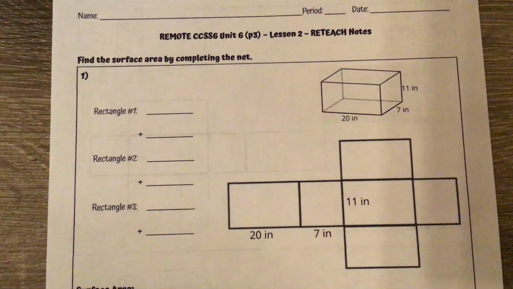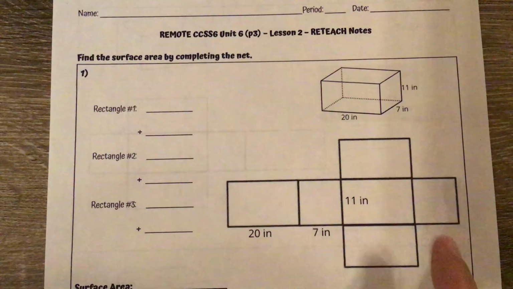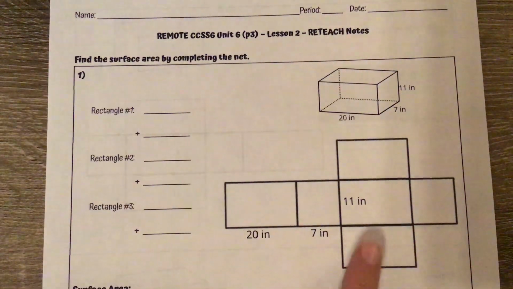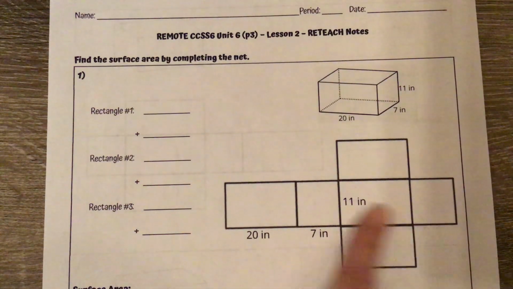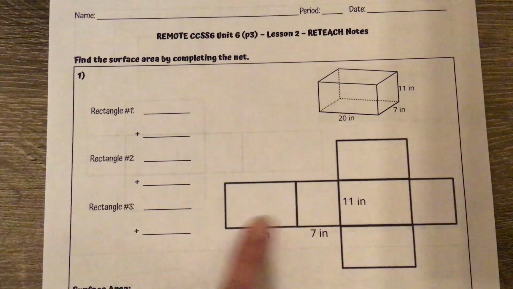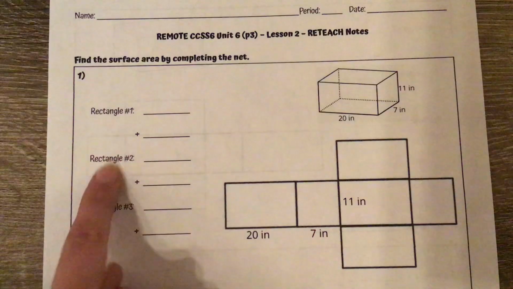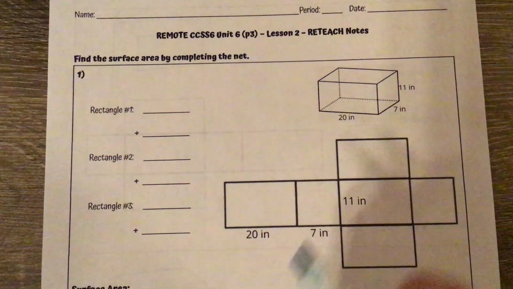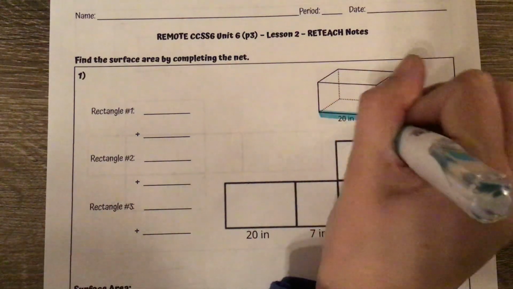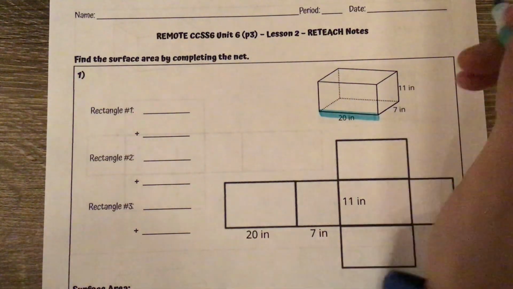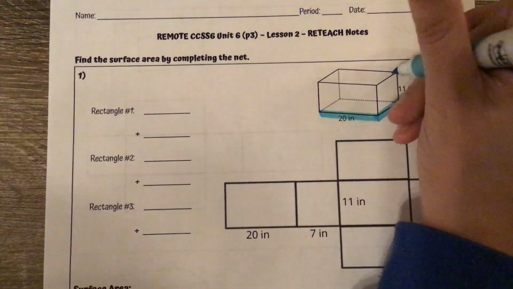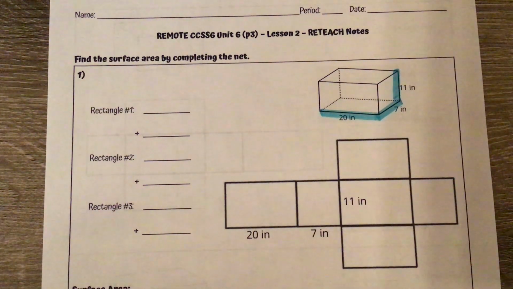Now, things we want to remember about rectangular prisms. It has two rectangular bases. That's what we see on the top or bottom here. It has four lateral faces because the rectangle has four sides. And we should have three sets of rectangles. So let's look here. We found our three measures. We said, okay, we've got 20, we've got a width of 7, and we've got this height of 11.